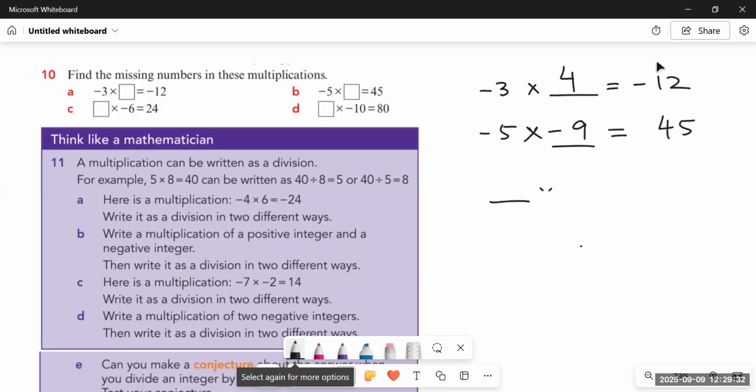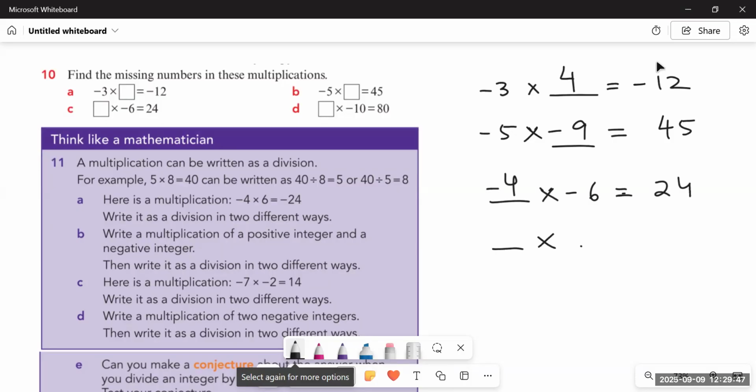Then how many times 6 is 24? It's 4 times 6 is 24. 24 divided by 6 is 4. But since the product is positive and one of the numbers is negative, this must be negative as well.